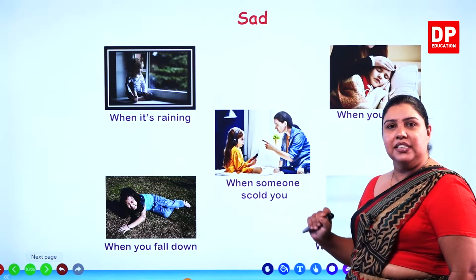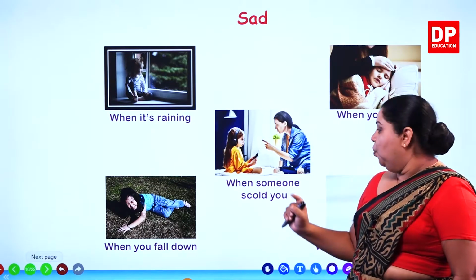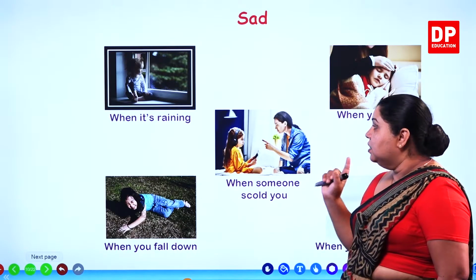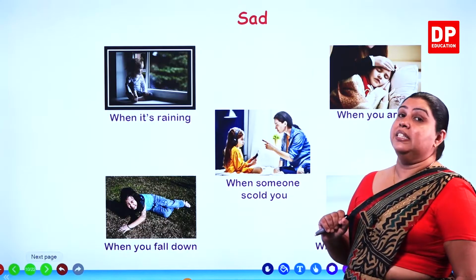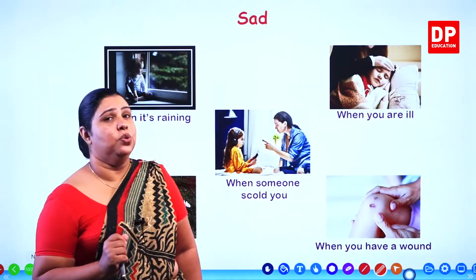Then what is this? I want you to look at this picture. When someone scolds you. When someone scolds you. What does that mean? When someone scolds you.